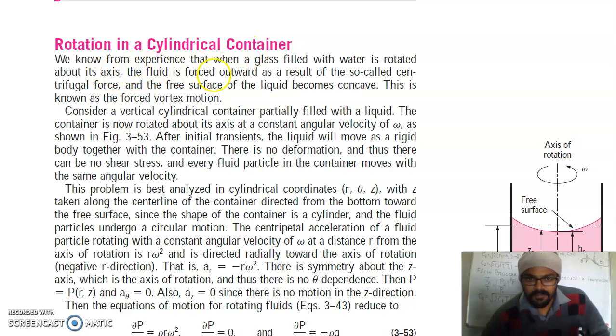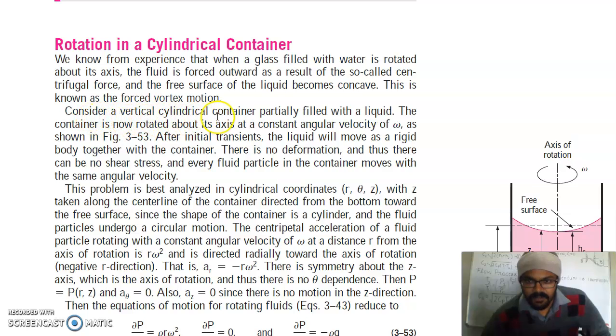We know from experience that when a glass filled with water is rotated about its axis, the fluid is forced outward as a result of the so-called centrifugal force, and the free surface of the liquid becomes concave. This is known as forced vortex motion.